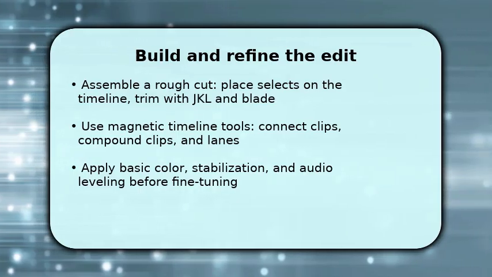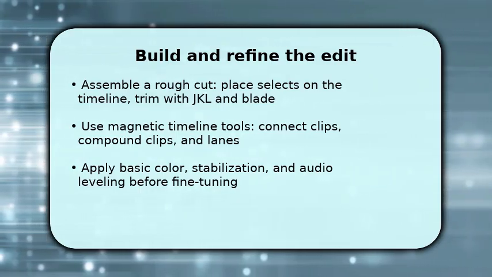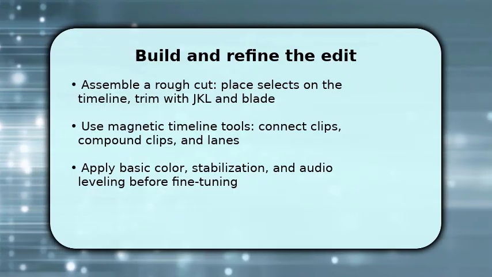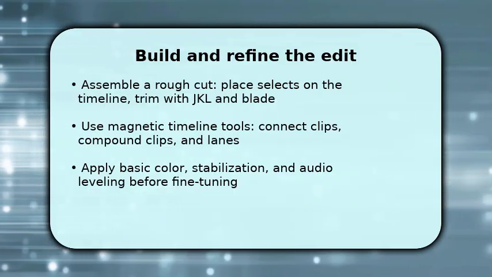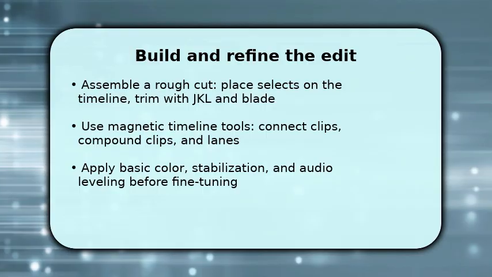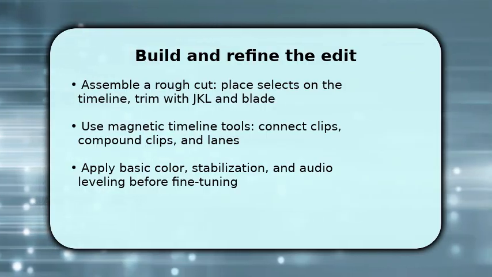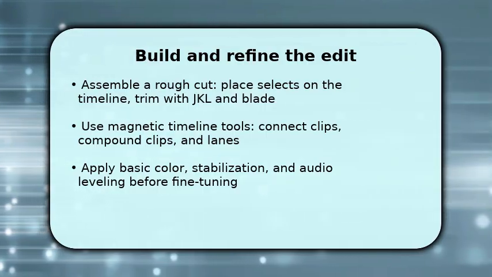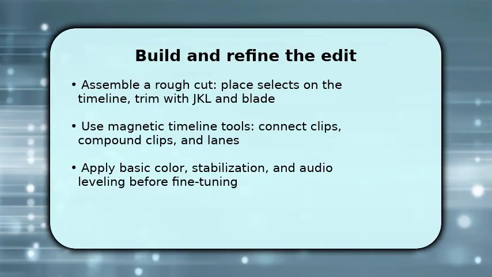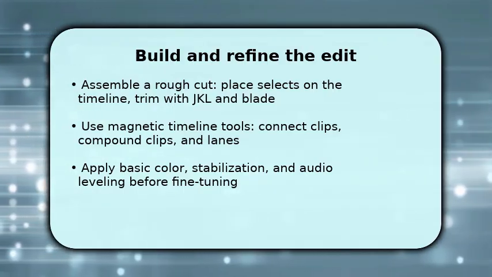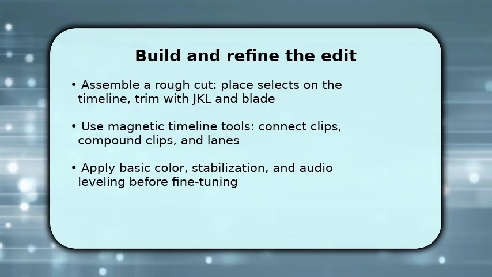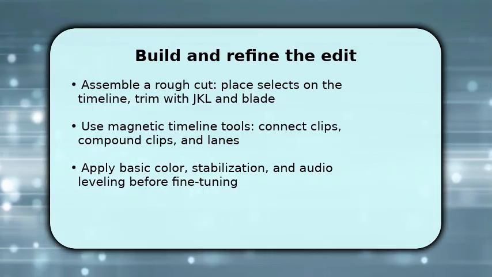Once the structure is clear, create compound clips for multi-shot sequences and use connected clips for effects or B-roll so timing stays linked. Apply primary corrections early: color balance, stabilization, and audio leveling so your decisions are based on accurate visuals and sound. Then return to fine trims and pacing adjustments to sharpen the flow.